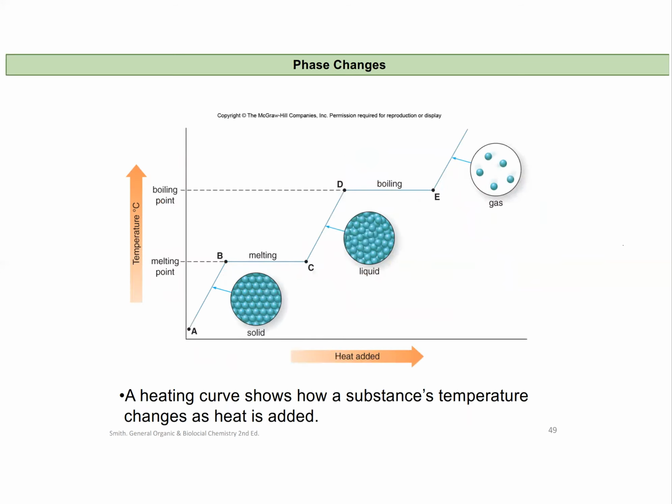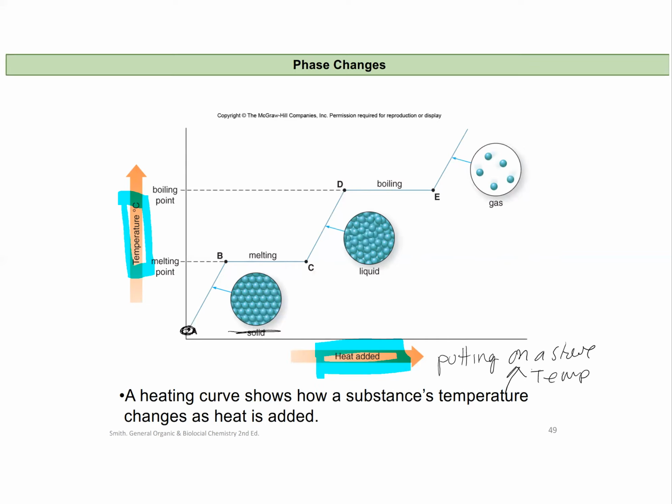And this is a phase change diagram or a heating curve to show temperature relative to the amount of heat that's added or energy. So this is like putting something on a stove and increasing the temperature. So if I start at a low temperature, I'll have a solid. And as I add heat, the temperature will increase. So as I add heat, I see the temperature rise until I hit my melting point.